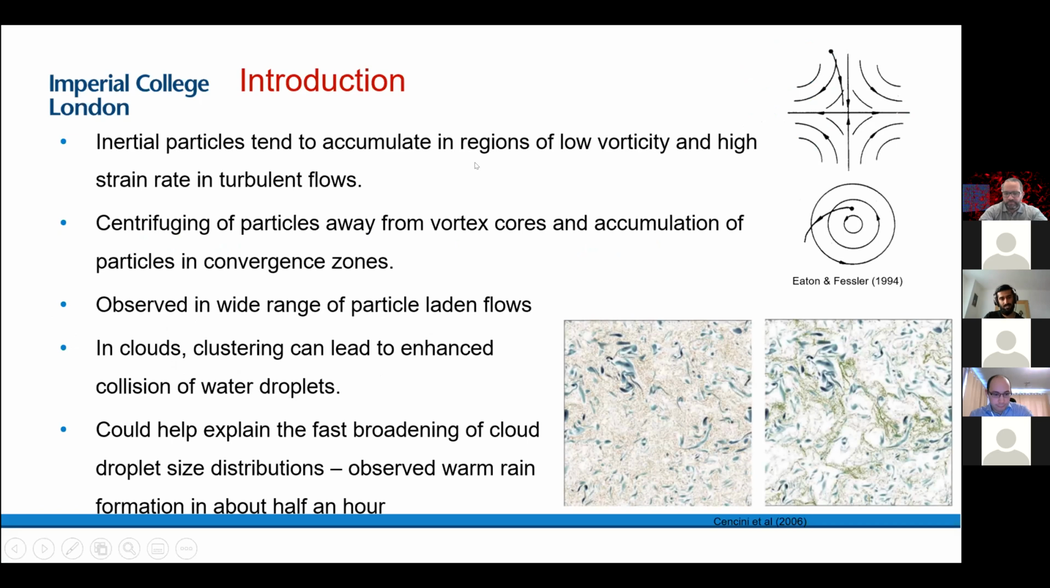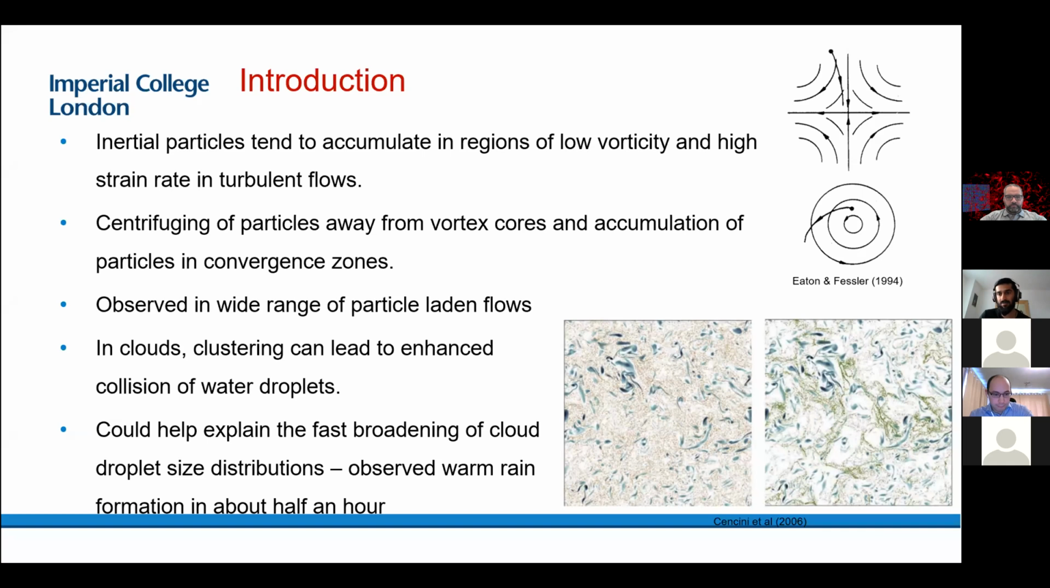In turbulent flows, inertial particles have been observed to accumulate in regions of low vorticity and high strain rate. One of the mechanisms which causes these particles to accumulate is that vortex cores tend to centrifuge these particles away. These particles then tend to accumulate in regions of high strain rate and low vorticity. This is usually seen in gas particle-laden flows where the density of the particle is much higher than that of the background carrier flow.